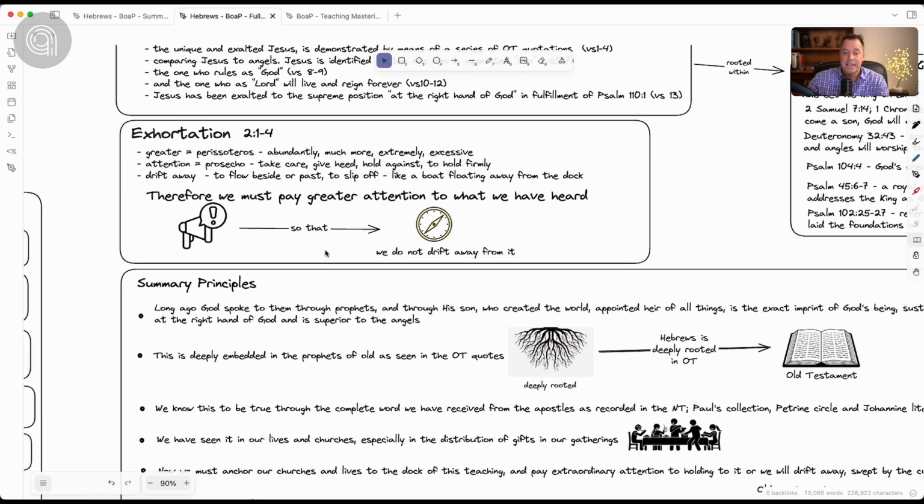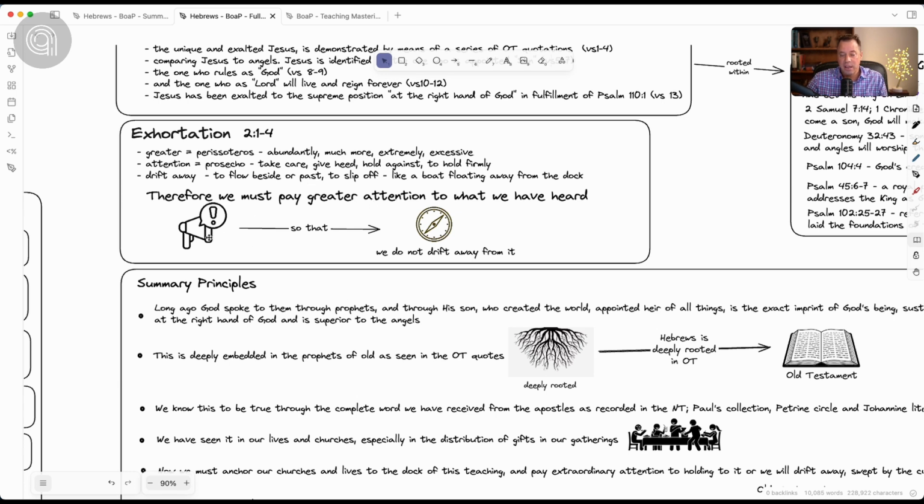What does he say? He says, therefore, we must pay greater attention to what we have heard. So they've been taught something in these 30 years, and he says we must pay greater attention. Well, this greater attention word has again this range of meanings. It means abundantly, much more, extremely, excessive. And attention is to take care, to give heed, to hold firmly. And it also means to not drift away, to flow beside or past, to slip off, like a boat floating away from a dock.